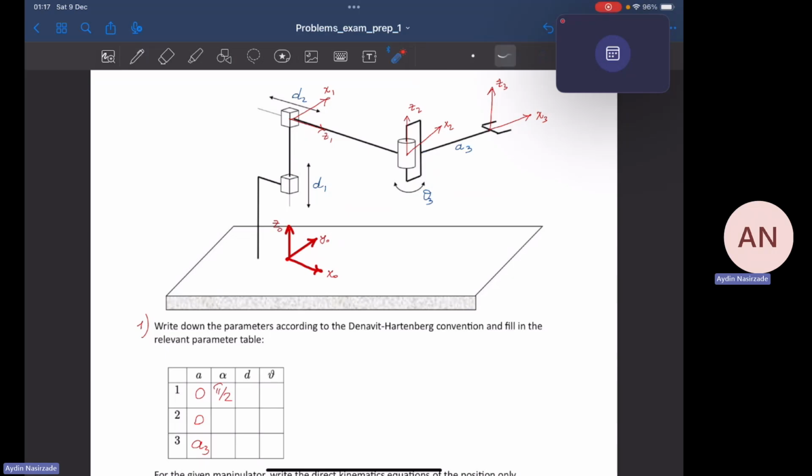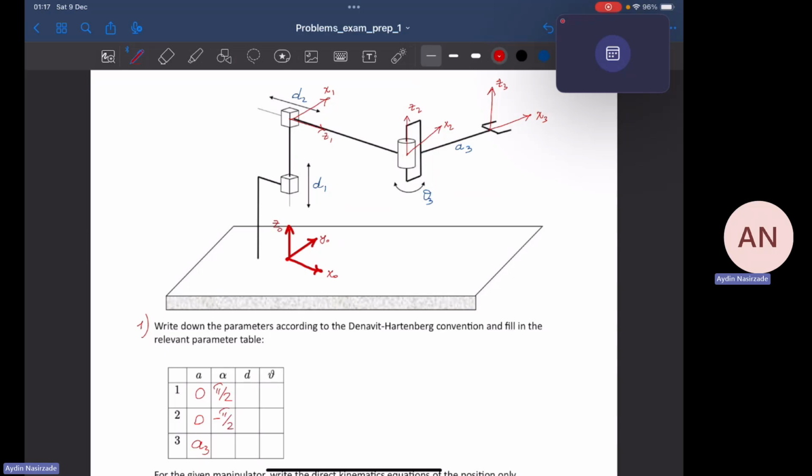Let's move on to the next one. The question is for alpha 2. Around x2, how much should z1 be rotated so that it can align with z2? This is kind of opposite. It should be flipped back to the erected position, and this is the negative direction. So it's going to be minus pi by 2.